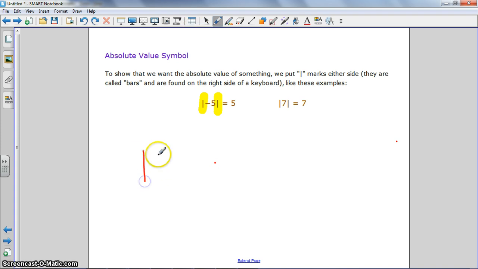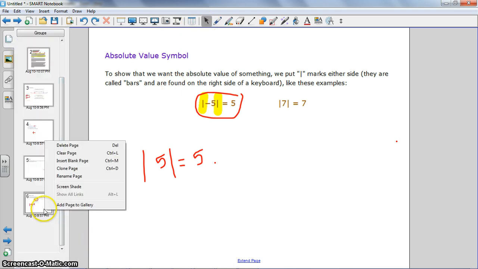So most of the time it's pretty simple. Absolute value of 5 is, well, if I counted on a number line, 5 would be 5 spaces from 0, so it would be 5. There's the absolute value of negative 5. Also 5 spaces. Here's the only time that it's sort of different. Not really different, but it seems like it at first.